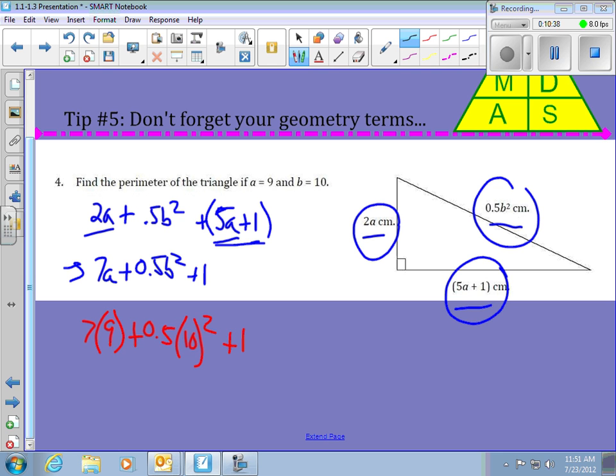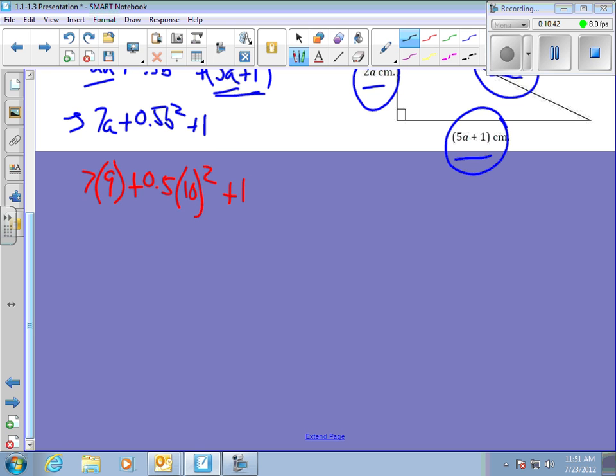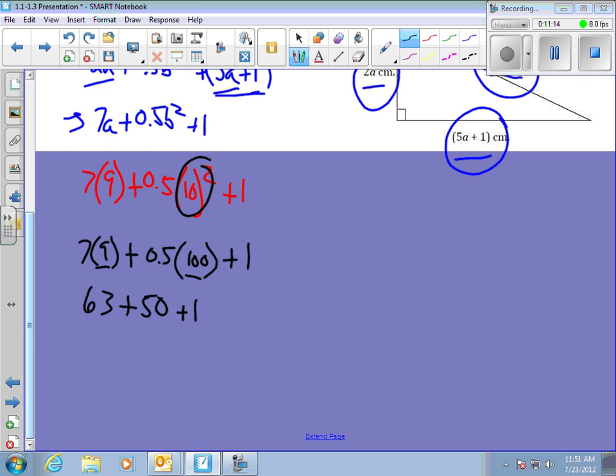So that's order of operations. We're going to do exponents first. 10 squared is 100. 7 times 9 plus 0.5 times 10 squared, once again, is 100 plus 1. So that's exponents. Parentheses are usually first, but there's just one number in parentheses here, so you can't really do anything with parentheses anyway. Multiplication. 7 times 9 is 63 plus 0.5 times 100 is 50 plus the 1. So that takes care of multiplication and division. Now addition and subtraction, basically 63 plus 50 plus 1 is 113 plus 1, or 114. Centimeters would be your label. So 114 centimeters.